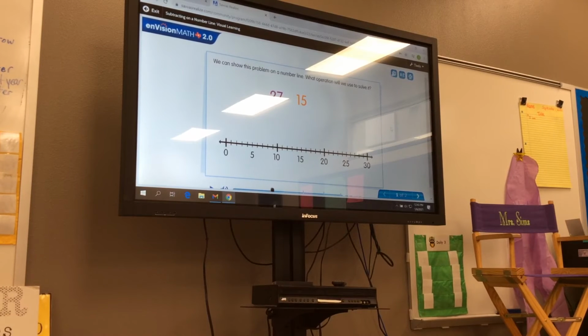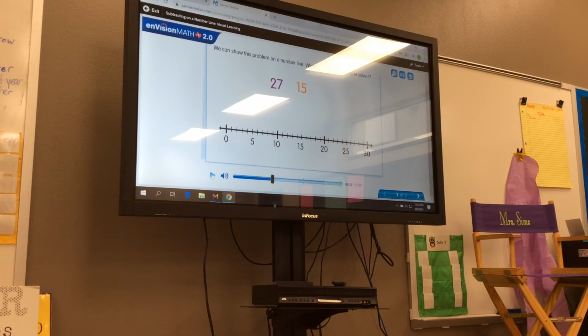So somebody tell me, what would my number sentence be for this problem? Sophia. 27 minus 15 equals something, right? 27 minus 15 equals something. Good. Okay, let's continue. This is a subtraction problem.